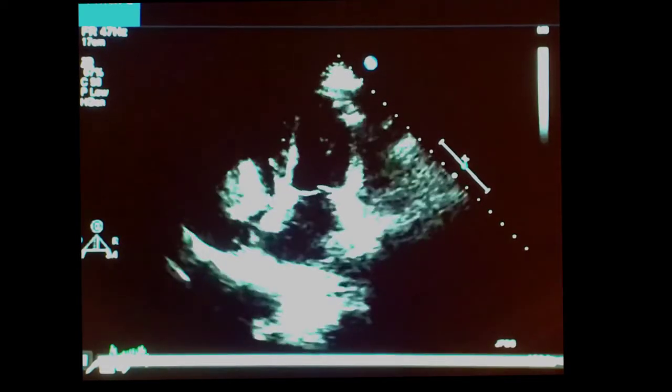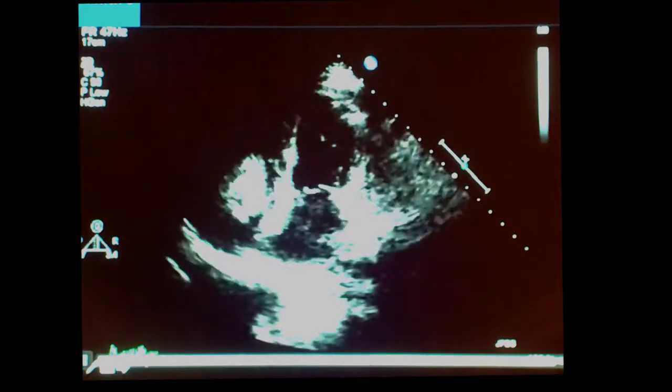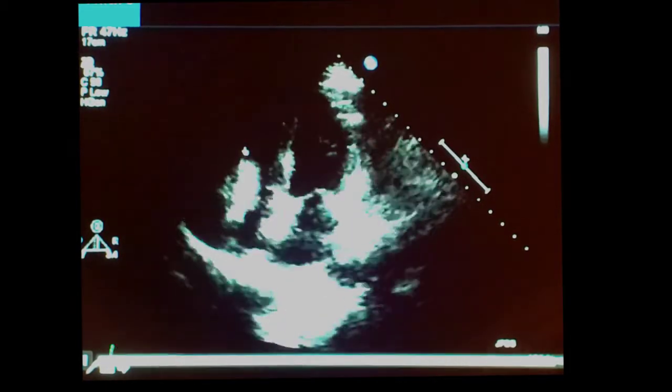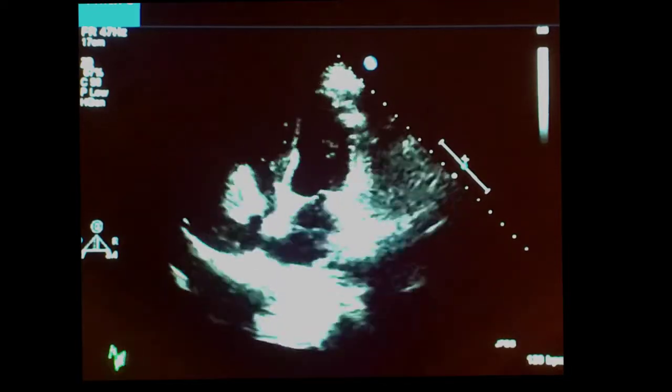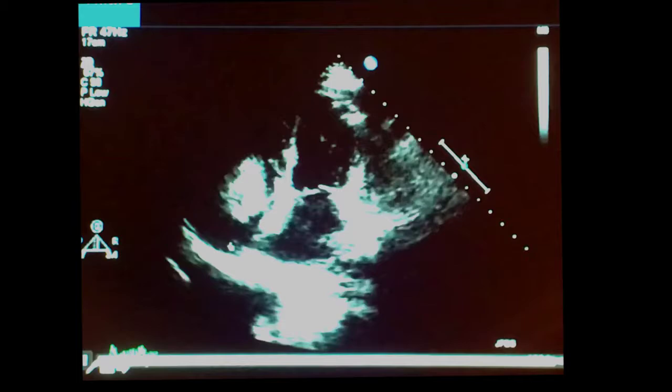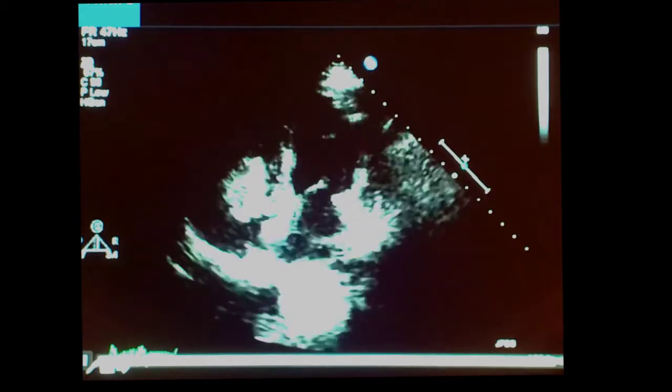So, most of the time after cardiac surgery, it's extrinsic. It's from outside, in the pericardial space, compressing. You can see the right atrium became like a tunnel, right here, very small, and the blood is not flowing through.